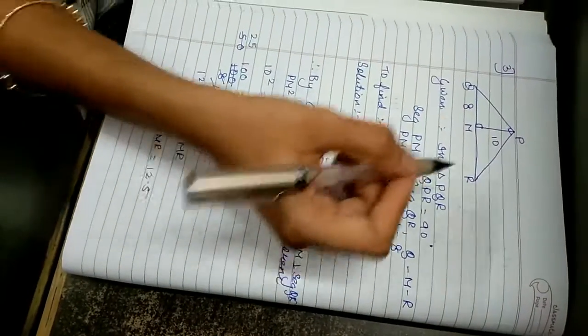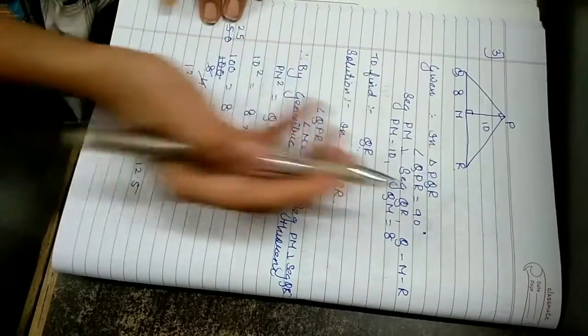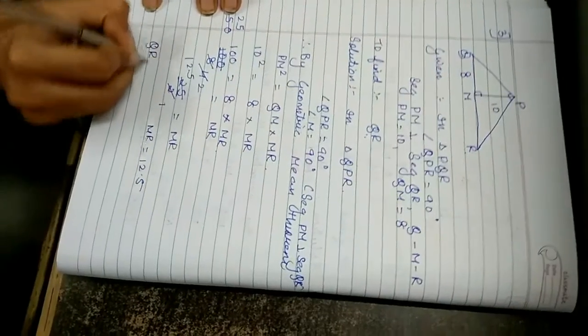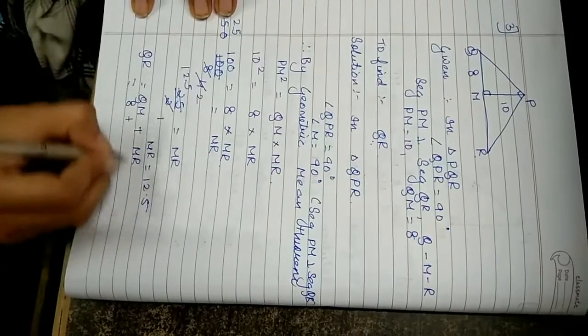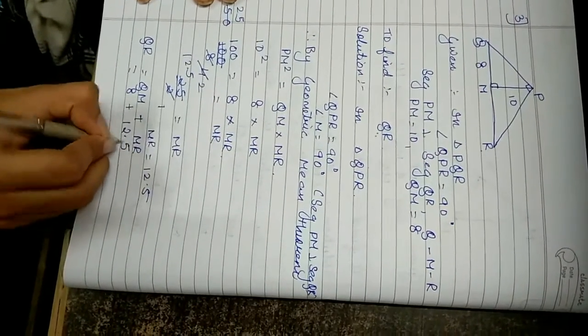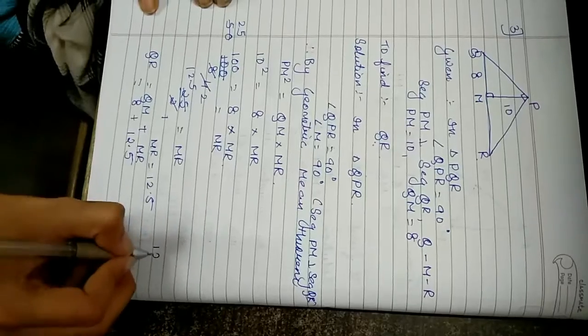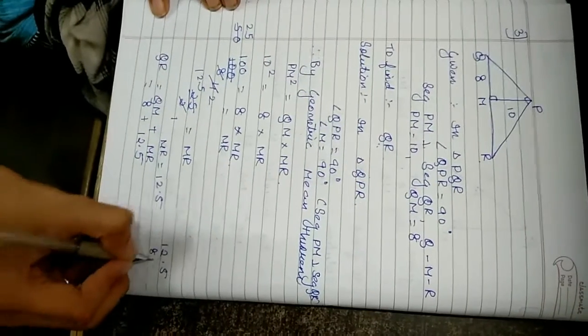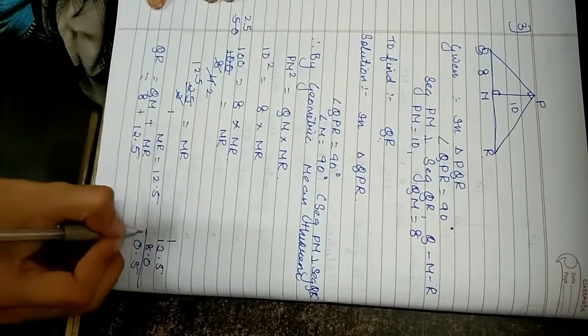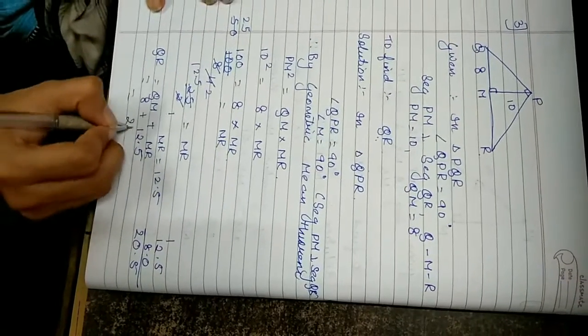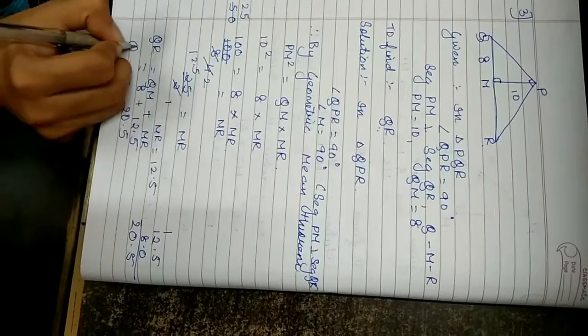To find QR, we have to add QM plus MR. QR is equal to QM plus MR. QM is 8 and MR we have found, that is 12.5. 12.5 plus 8 is equal to 20.5.